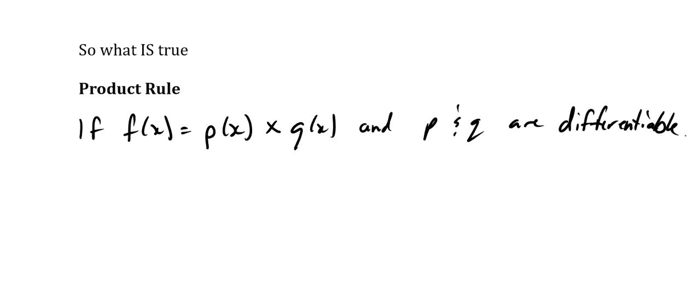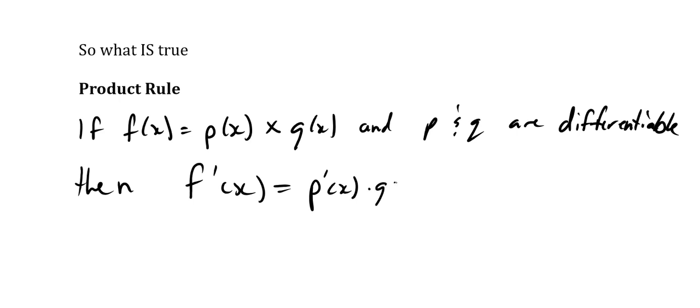There it is again. If P and Q are differentiable, then F prime equals, put your pencil down and watch. This is the kind of thing where, as you're doing your practice, you're going to say this over and over again in your head to the point where you memorize it. The derivative of the first times the second plus the first times the derivative of the second.